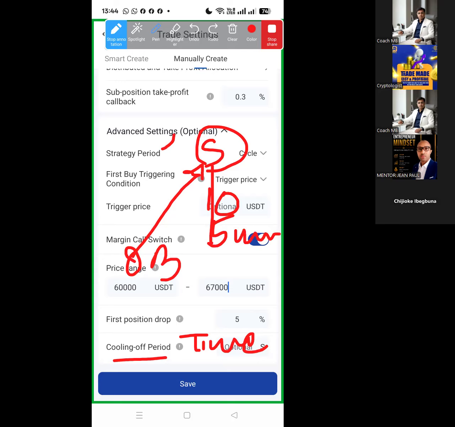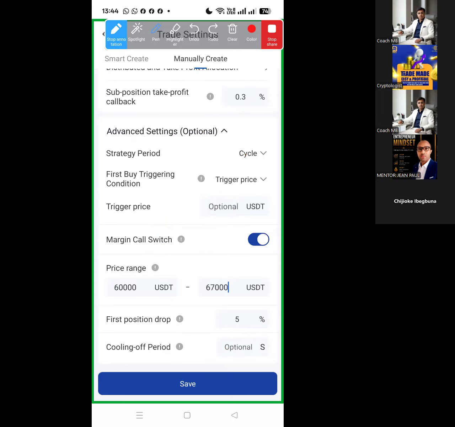Maybe in these 10 minutes it goes down. Maybe in these 10 minutes it goes up again. That you cannot see because you're not online always in the market. But you can put a cooling off period here. So this is what we can put here, in seconds. You can see S here, that is in seconds.